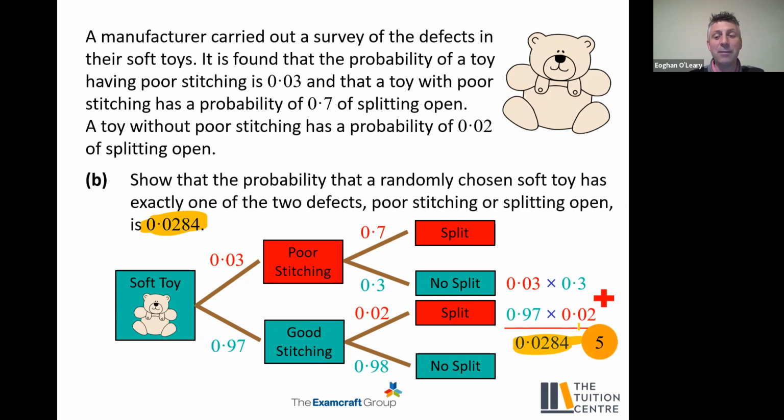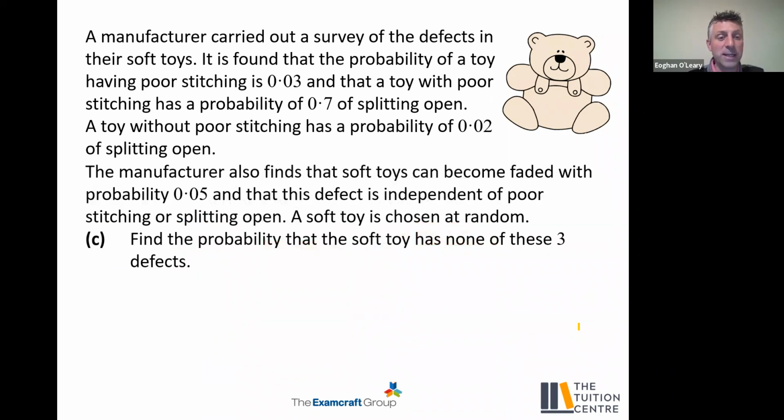If you have part A set up correctly, you're going to be able to answer the questions that come after it. That's why the first part was worth 10 marks. There's an additional bit of information here. The manufacturer also finds that soft toys can become faded. So that's our third defect, with a probability of 5%, 0.05. This defect is independent of poor stitching or splitting open, so it's not connected to the stitching.